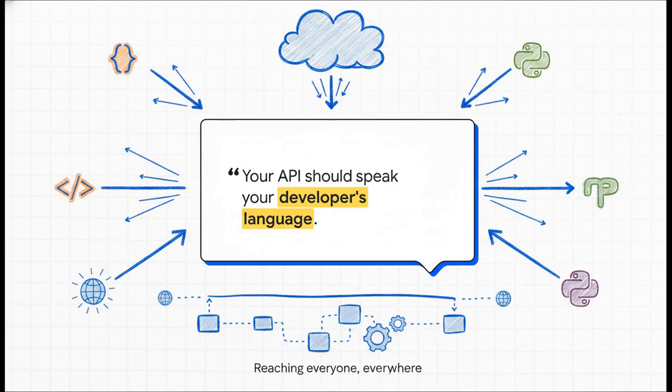It all summarizes perfectly into this core philosophy. Your API should speak your developer's language. You build and define your contract once on the server, and you effortlessly reach everyone, everywhere, in the exact syntax they're most productive in. Build once, reach everyone.